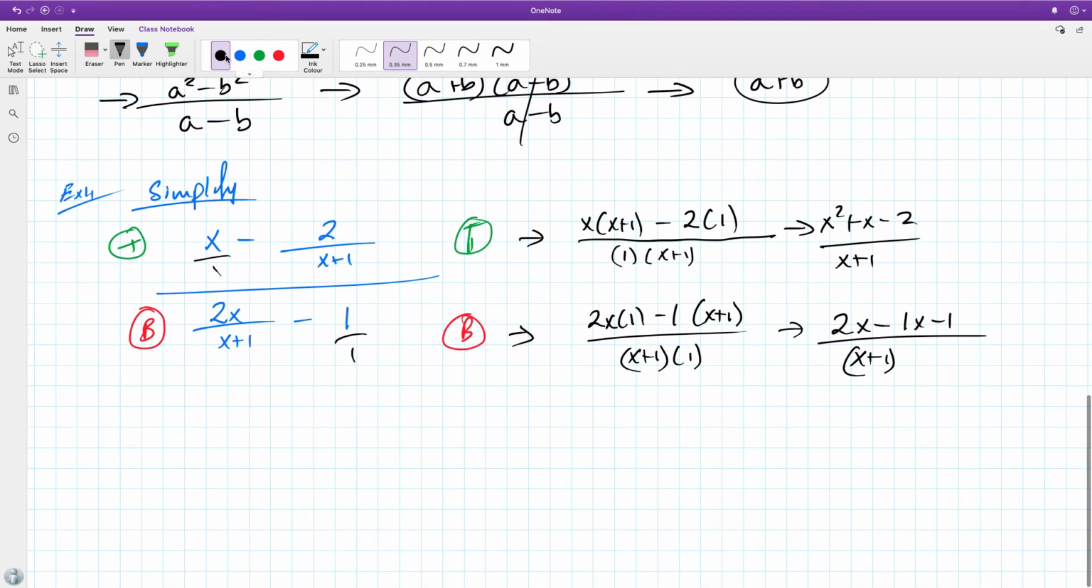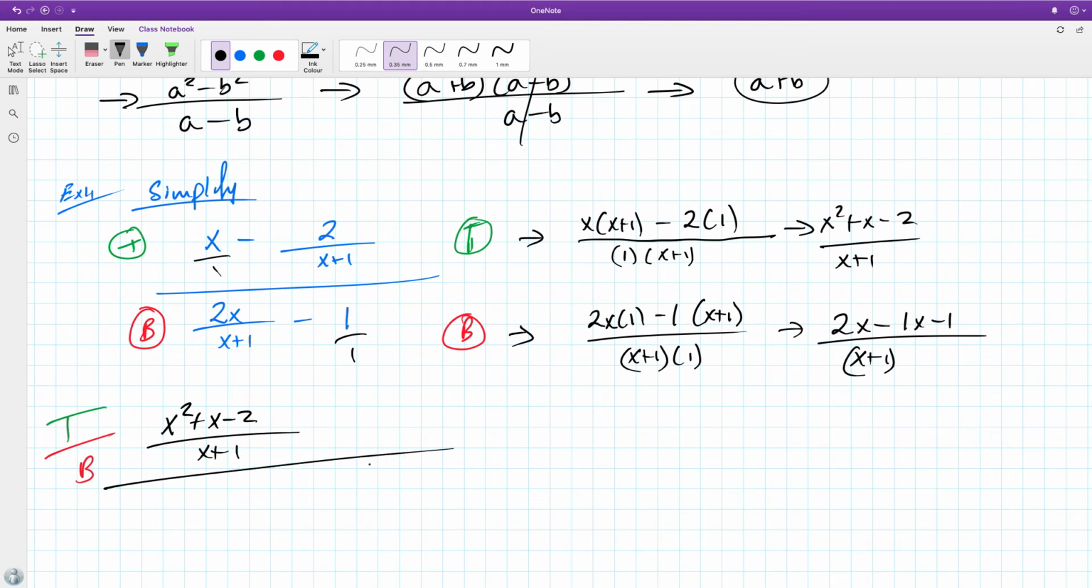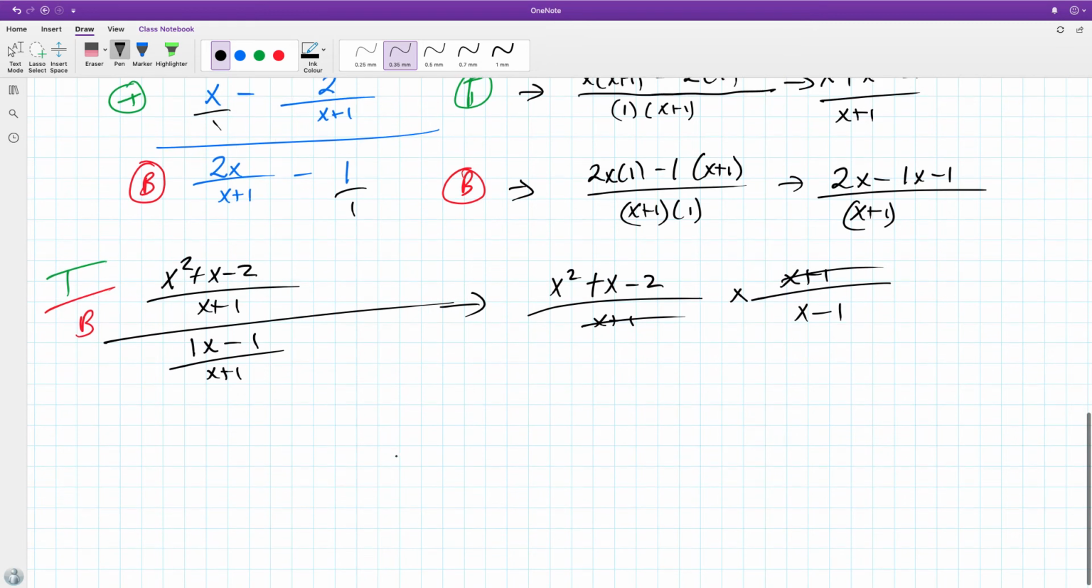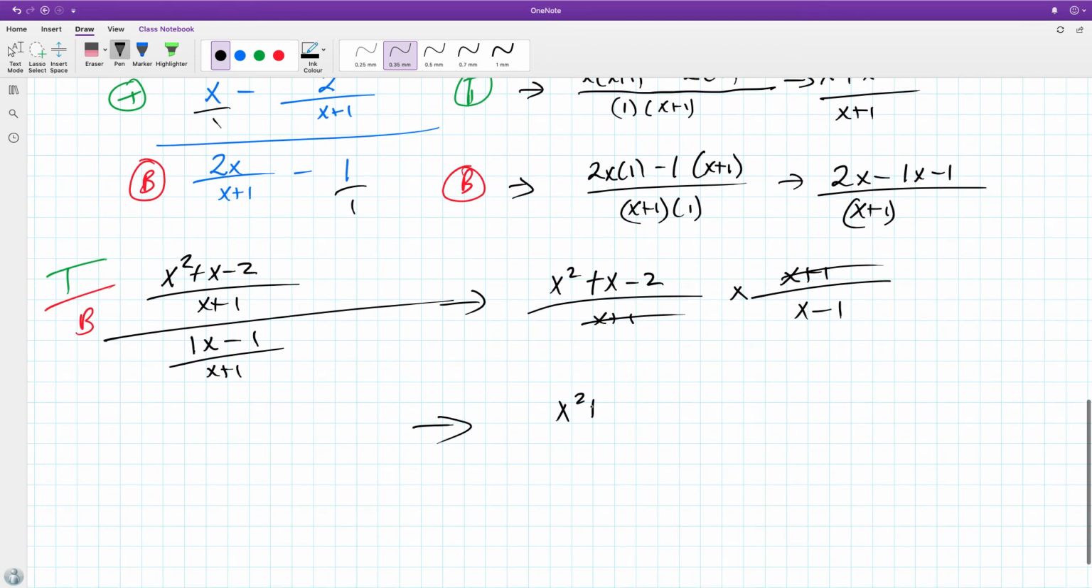Top over bottom. That is x squared plus x minus 2 over x plus 1, all over 2x minus 1x is 1x minus 1 over x plus 1. Divide in two fractions, flip the second and multiply. X squared plus x minus 2 over x plus 1 multiplied by x plus 1, we're flipping this, over x minus 1. They knock. That leaves you with x squared plus x minus 2 over x minus 1.